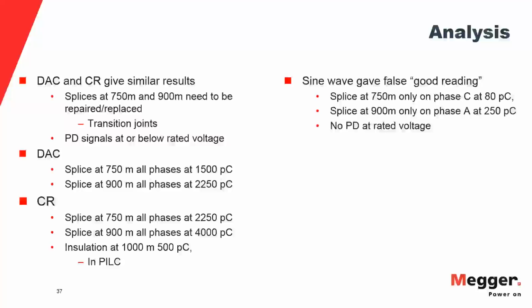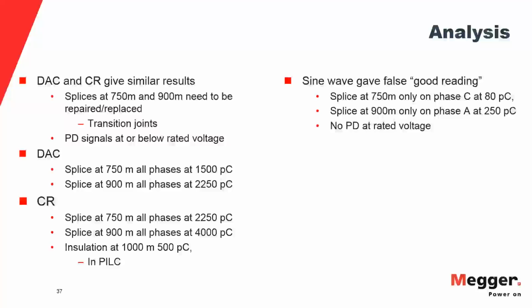If the PD IV and EV are both above rated voltage, that's a completely different condition than if they're both below. So we got two very different results with the power frequency like results of damped AC and cosine rectangular compared to the sinusoidal. This table shows the inception voltage for all three phases, all three technologies, and for all three defects located. So with damped AC and cosine rectangular, especially the splice at 750 meters, we started seeing that problem almost immediately at half rated voltage.